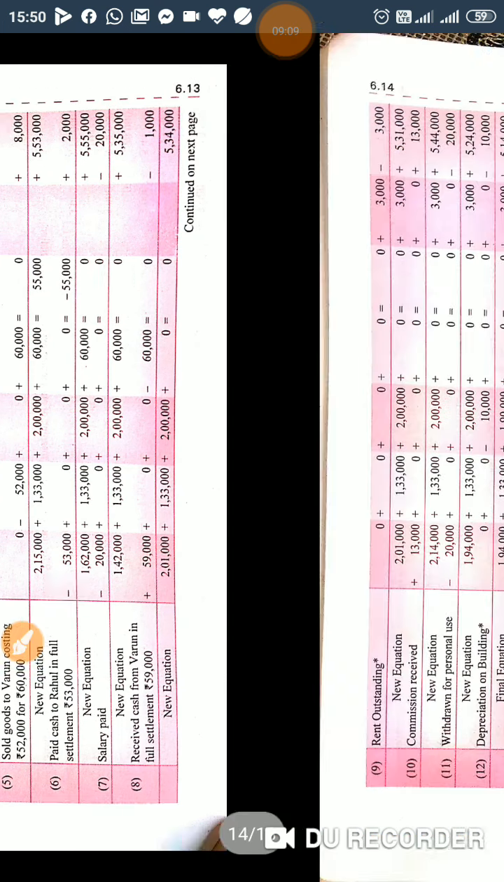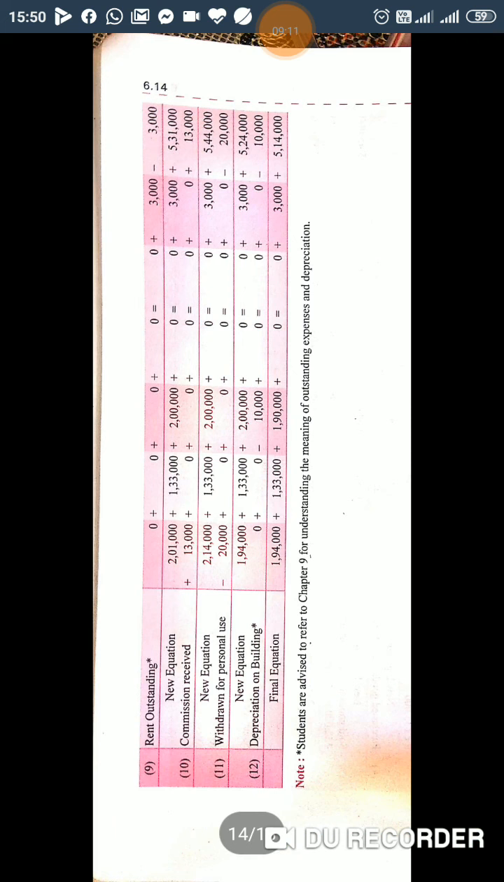Now after that I move forward to another transaction, commission received. So cash is already written in your format, commission received is an income, capital is already written. Now next is withdrawn for personal use. Drawing is involved and cash is involved. So cash is already written, drawing is nothing but a decrease in capital. Capital you have already mentioned in your format.